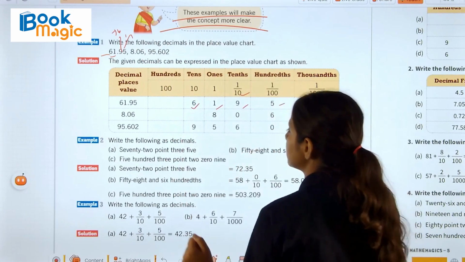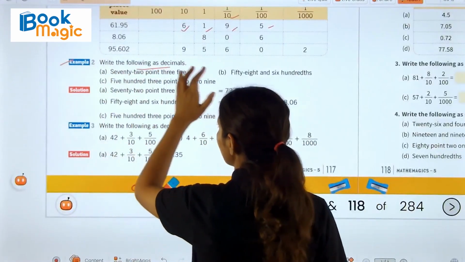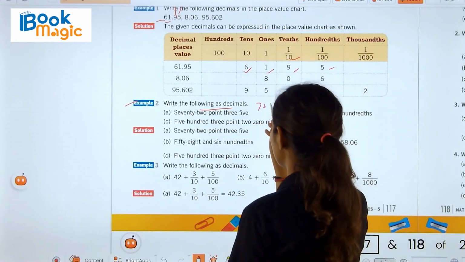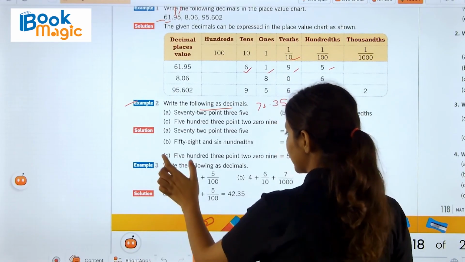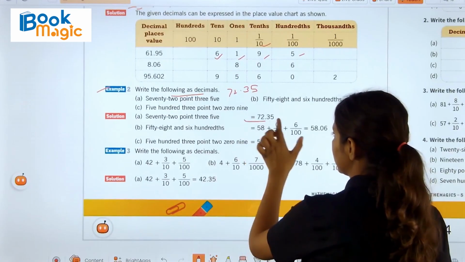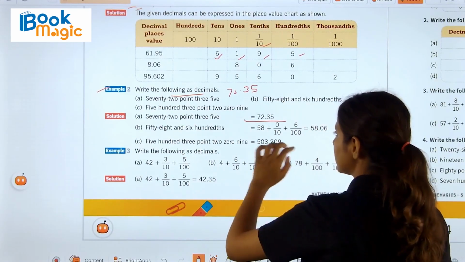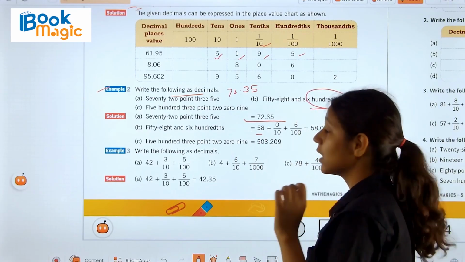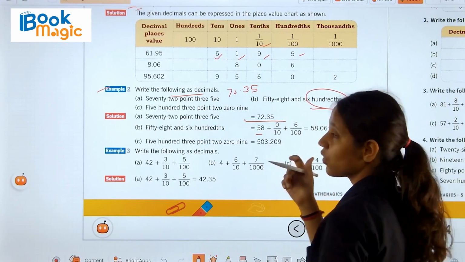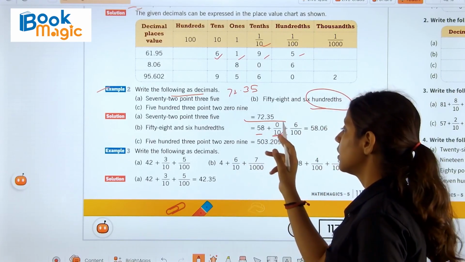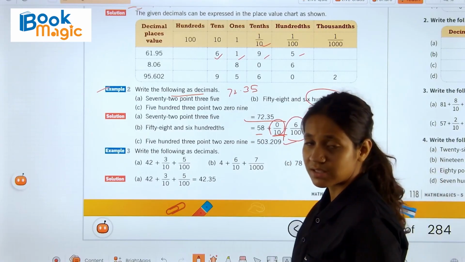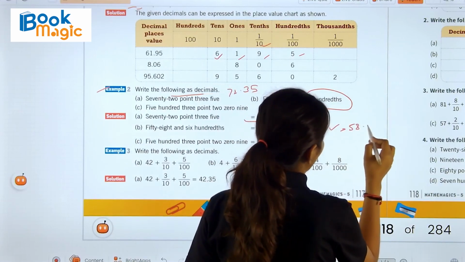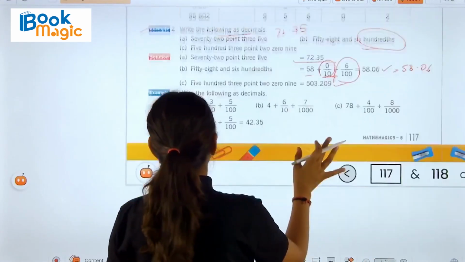Now 95.602, that is tens, then ones, then 10th, then 100, then 1000. Okay. Then we have question number 2. Write the following as decimals. 72.35. That means 72.35. Okay, as it is written here. Then we have 58 and 6/100. So 0 by 10 because there is no place. And then 6 by 100. That is 58.06.